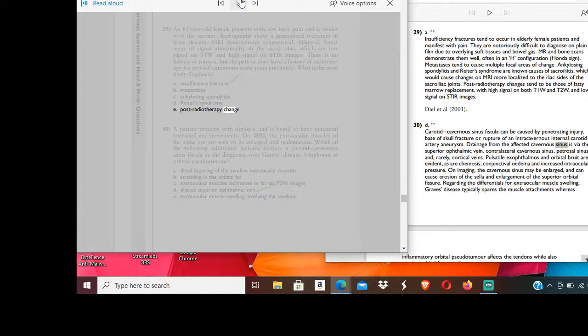30. A patient presents with diplopia, and is found to have unilateral restricted eye movements. On MRI, the extraocular muscles of the same eye are seen to be enlarged and edematous. Which of the following additional features favors a carotid cavernous sinus fistula as the diagnosis, over Graves' disease, lymphoma, or orbital pseudotumor? A. Distal tapering of the swollen extraocular muscles. B. Stranding in the orbital fat. C. Extraocular muscles isointense to fat on T2W images. D. Dilated superior ophthalmic vein. E. Extraocular muscle swelling involving the tendons.